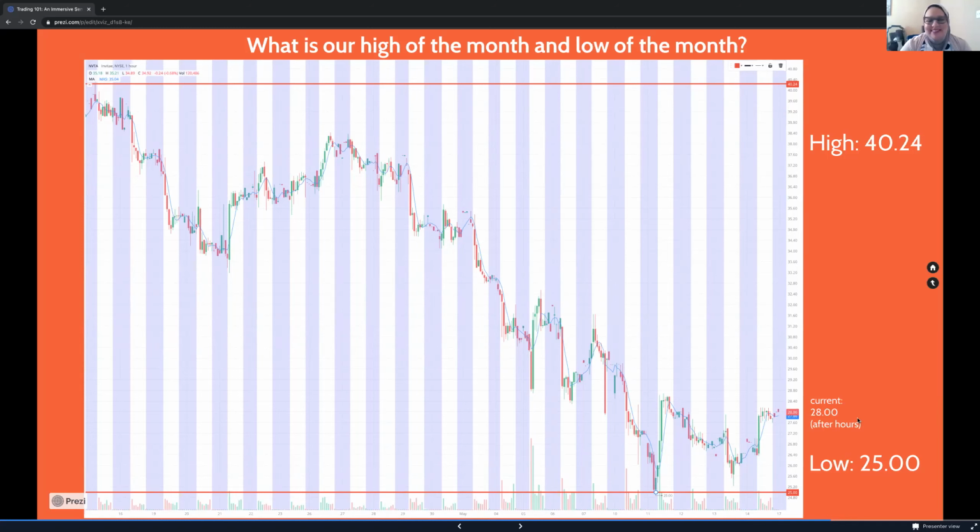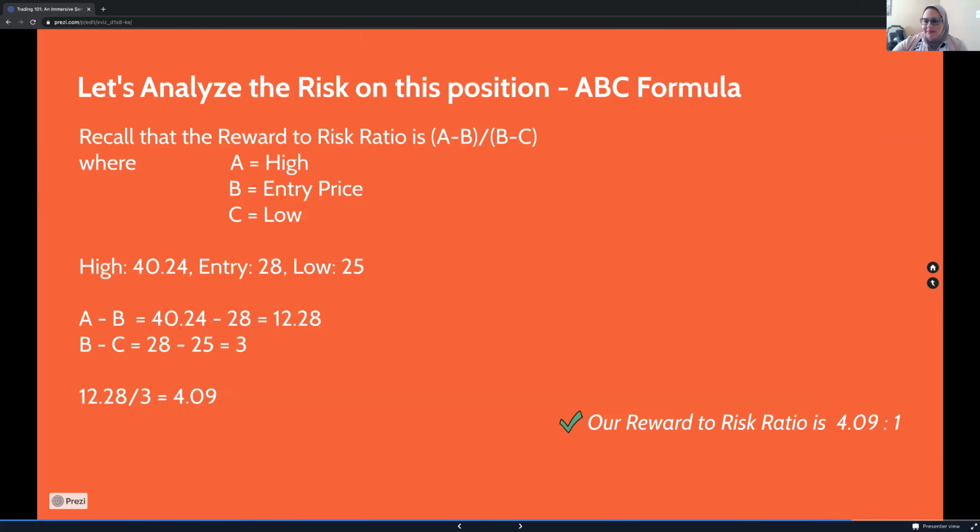Okay, so continue. We're going to plug all our entries into our ABC formula to make sure it does meet a reward to risk ratio of over 3 to 1. So A is our high of the month, B is the entry price, C is the low of the month, and A minus B is the reward. So we have $12.28 worth of reward, and our B minus C is the amount of risk. So we stand to lose $3 in this trade.